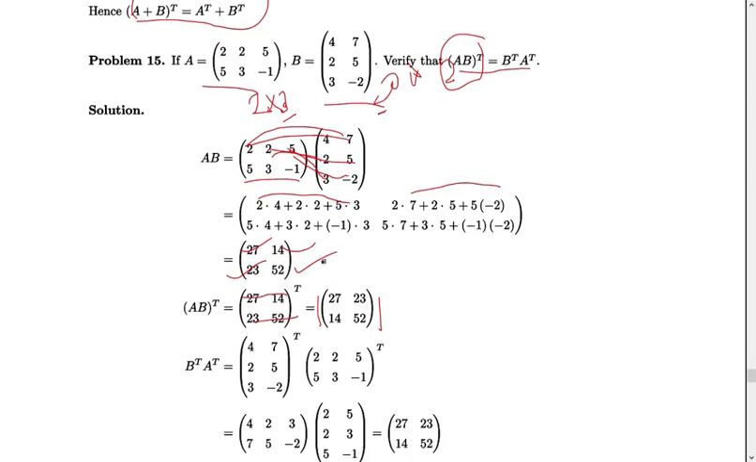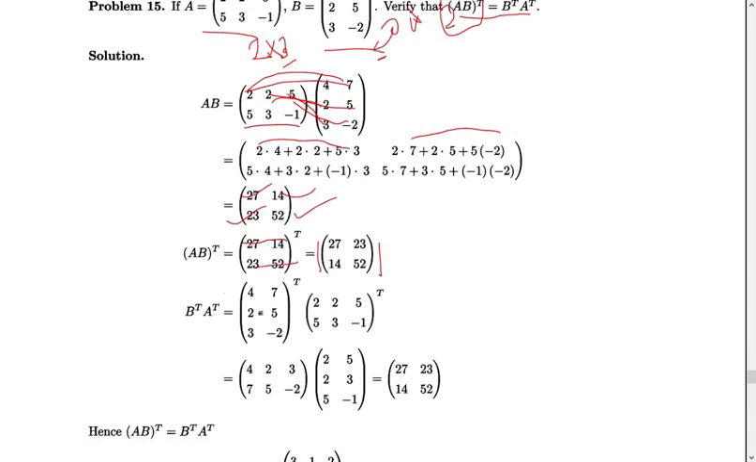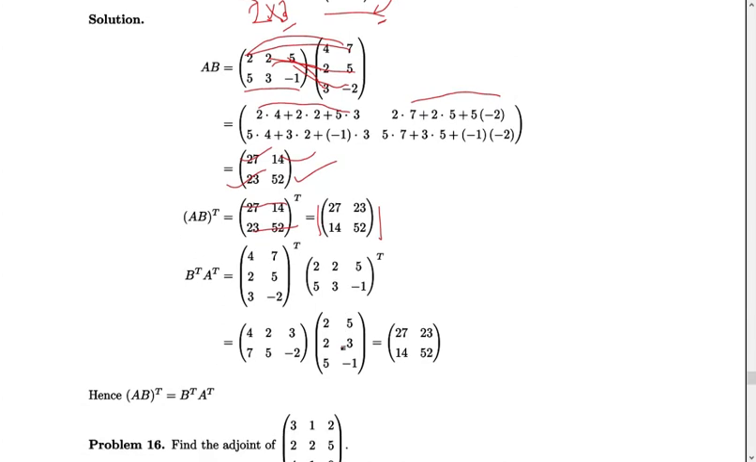B transpose is equal to this one, and this is A transpose. So we are multiplying these values. Is it equal? Yes. 27, 23, so 27, 23. These two are equal. So 50, 14, 52 equals 14, 52. Therefore, (AB) whole transpose is equal to B transpose into A transpose.